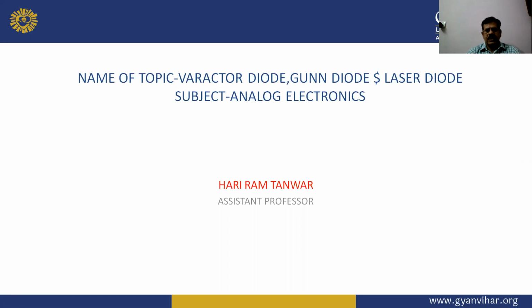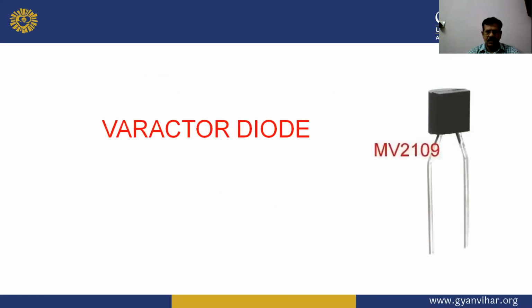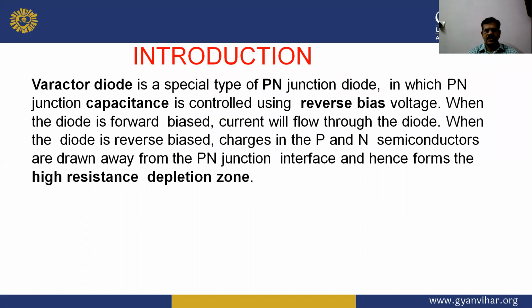The name of the topic is varactor diode, gun diode, and laser diode of the analog electronics subject. So we first of all discuss the varactor diode. And what is the varactor diode? Varactor diode is a special type of PN junction diode in which the PN junction capacitance is controlled using reverse bias voltage. So here the capacitance is controlled by the reverse bias voltage.